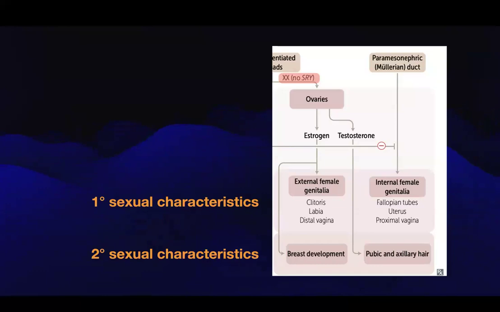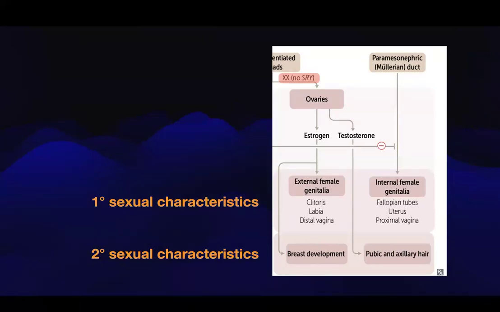Now, you will notice in the slide, there's a distinction between the primary and secondary sexual characteristics. The main difference between the two is time. Primary sexual characteristics are the things that you are born with. It's going to be your uterus, your vagina, your clitoris.